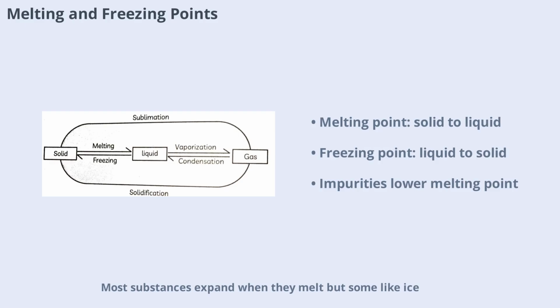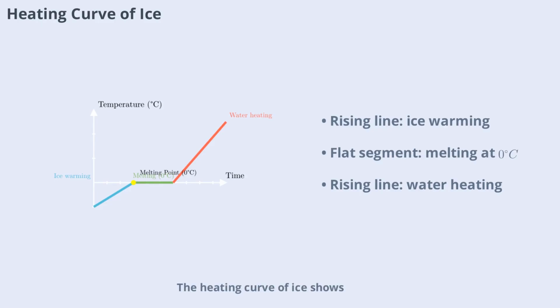Most substances expand when they melt, but some, like ice, actually contract. The presence of impurities can lower the melting point, which is why adding salt to ice makes it melt at a lower temperature. The heating curve of ice shows how temperature changes as heat is added. When you plot temperature against time, you see that ice first warms up, then melts at a constant temperature, and finally the resulting water heats up further. The flat part of the curve represents the phase change, where heat is absorbed but temperature stays the same.